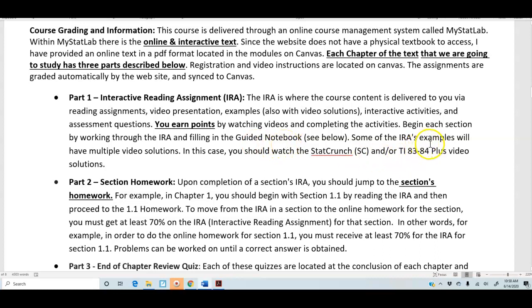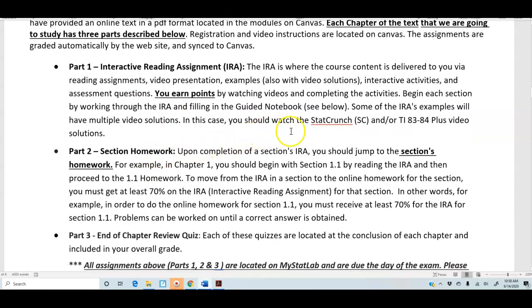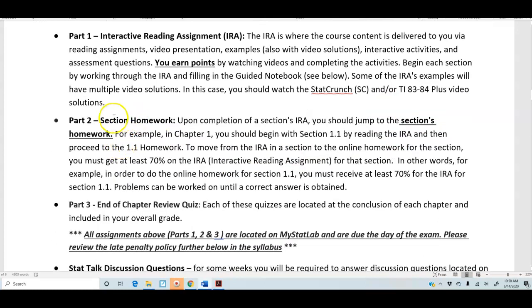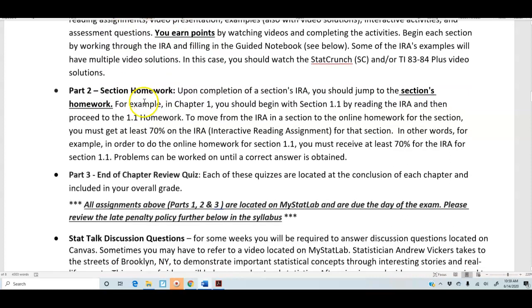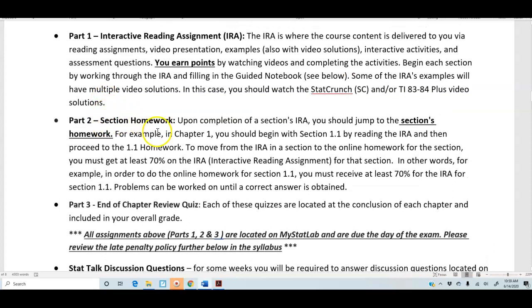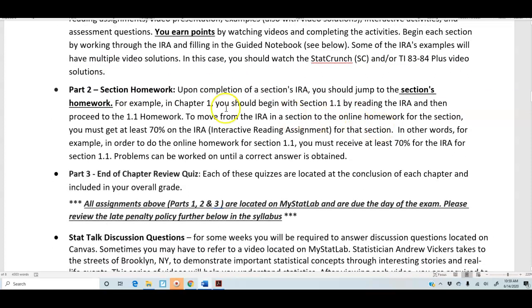Some of the IRA's examples will have multiple video solutions. In this case, you should watch the StatCrunch or the TI-83/84 Plus video solutions. Part 2. Once you've completed the interactive reading assignments, then you'll proceed to the section homework. Upon completion of the section's IRA, you should jump to the section's homework.